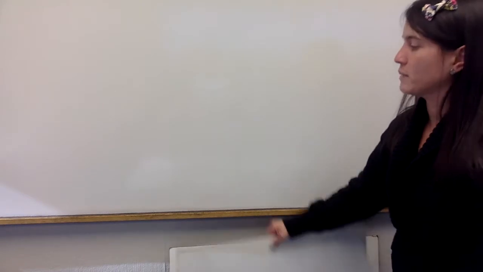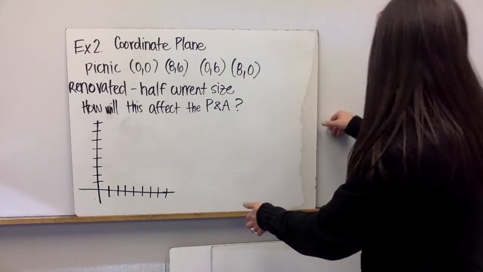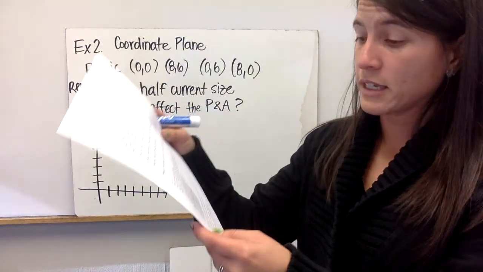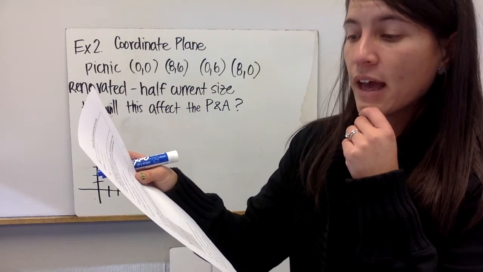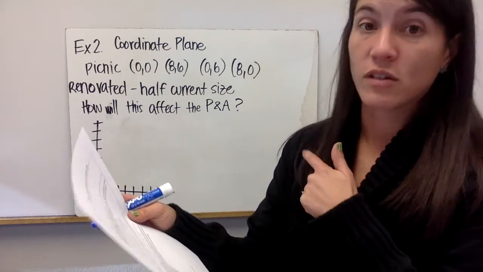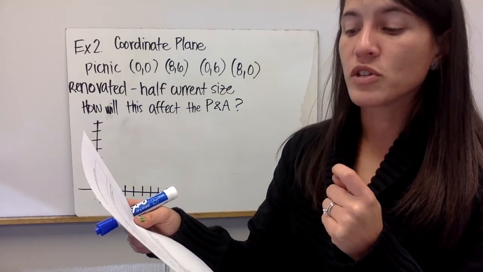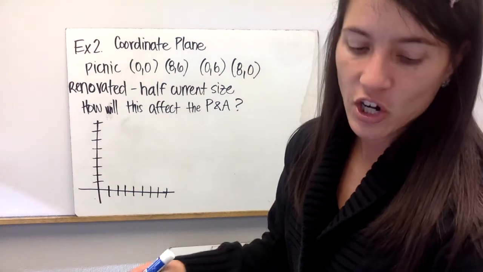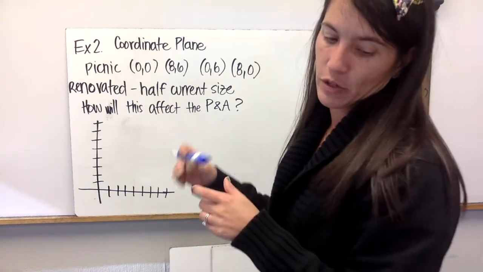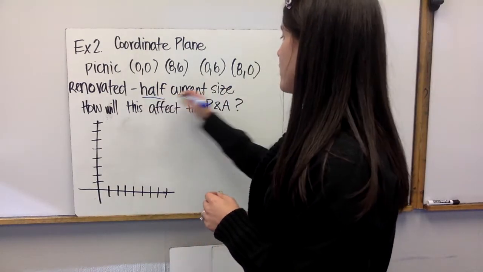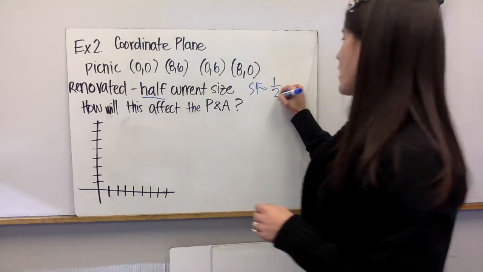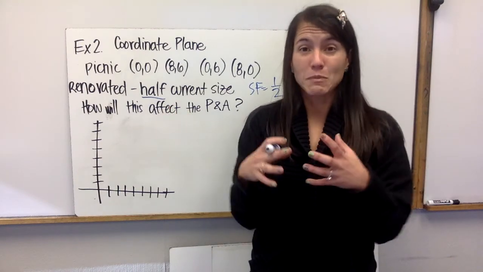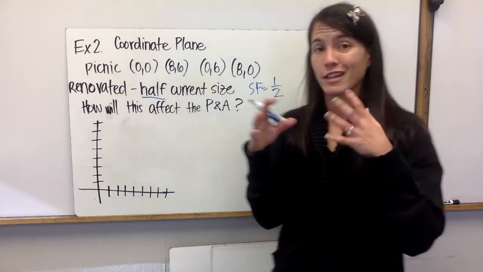All right, example 2, we have a coordinate plane. On your paper, you have a coordinate plane. On a park map, a picnic area is represented by a rectangle with the coordinates that I put. The park is going to be renovated, and the picnic area will be half its current size. How will this affect the area and perimeter of the picnic area? So if it's half, that means the scale factor is a half. So our picnic area in this problem is actually getting smaller. The scale factor is a half, so everything is going to be smaller.